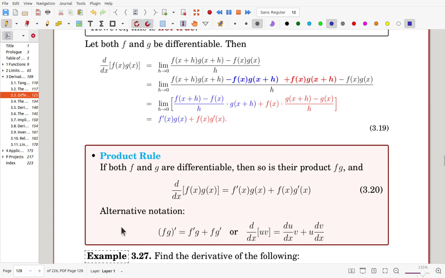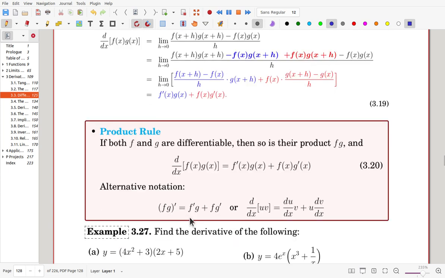So in alternative notation, we write it this way, ignoring the variable x. The derivative of fg is the same as f prime g plus f g prime. Or by using uv notation, the derivative of uv is the same as the derivative of u times v plus u times the derivative of v.